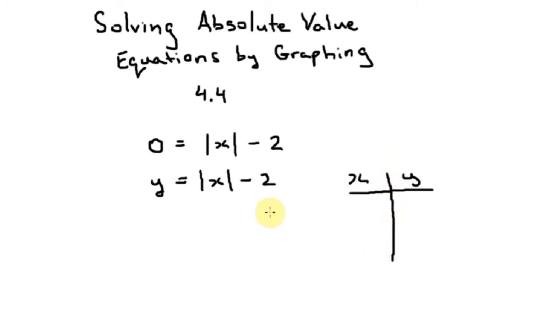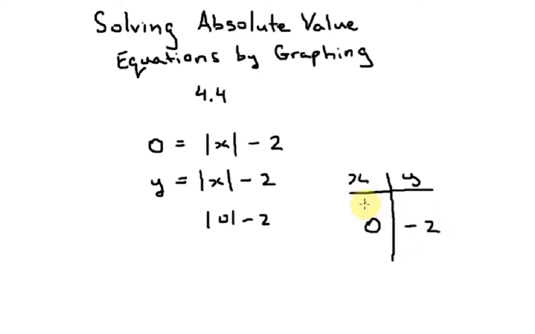Now, where's the vertex in this? Well, the vertex is wherever the absolute value of x, this stuff here, has to turn to 0. And I know that happens when x is 0. If I plug 0 into this, I'm going to get the absolute value of 0 minus 2. So that's just going to be 0 minus 2, so that's negative 2. So that's where my vertex is.